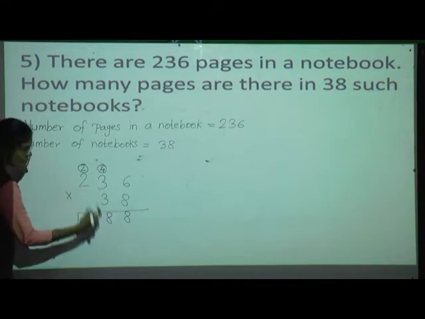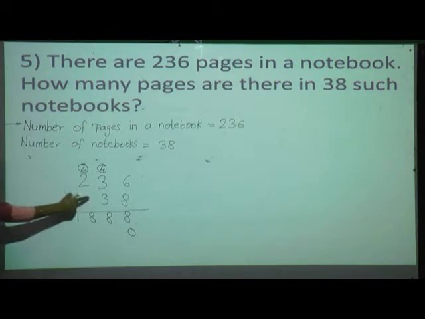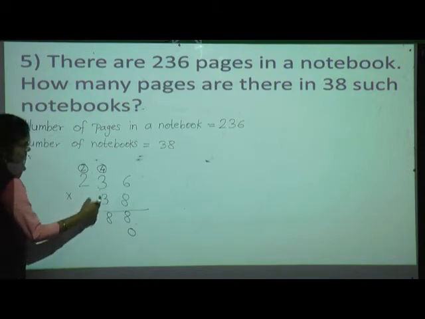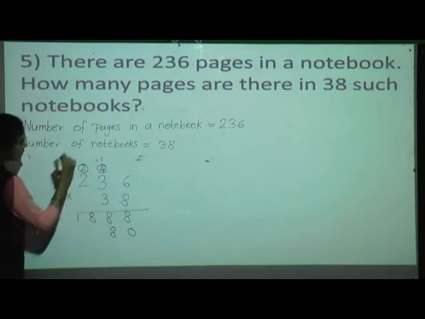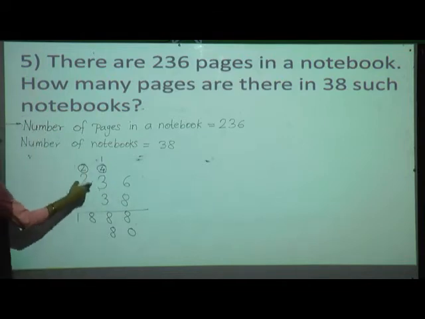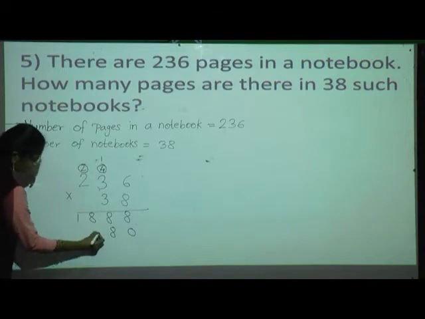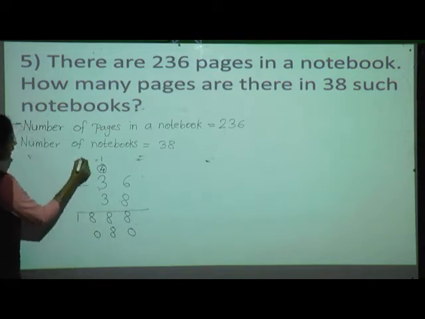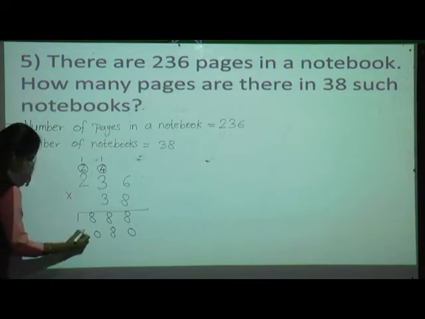Then after 236 into 8, what will we do? 236 into 30. So before that we should put a zero and then start from the 3. 3 into 6. 3 sixes are 18. So write here 8 and 1 as a carry. Then 3 into 3. 3 threes are 9. 9 plus 1, 10. So we'll write here 0 and 1 as a carry. 3 twos are 6 plus 1. This carry also you have to add all the time. 3 into 2. 3 twos are 6 plus 1, 7.